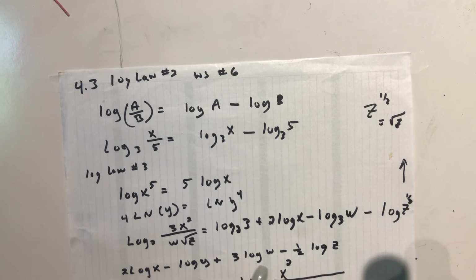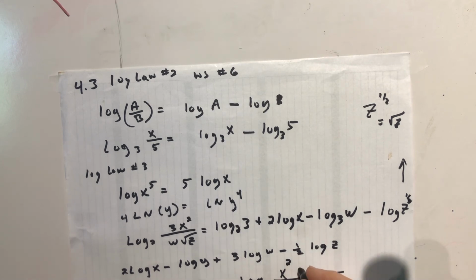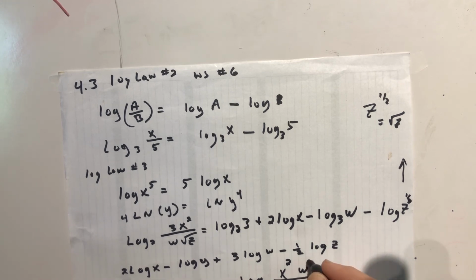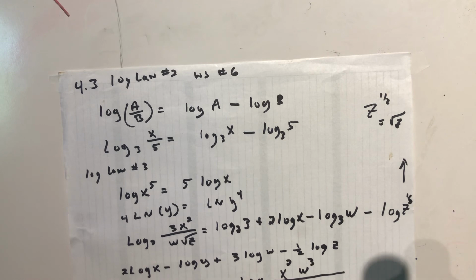Next one's a W. It's positive. The W goes on top. Oh, wait a minute. There's a 3 here. What do I do with the 3? I make it an exponent. The last letter is Z, and it's negative, so it goes on bottom. It has a 1/2. So either put a 1/2 or you could put square root. Either one's correct, although sometimes the homework's a little picky about that.